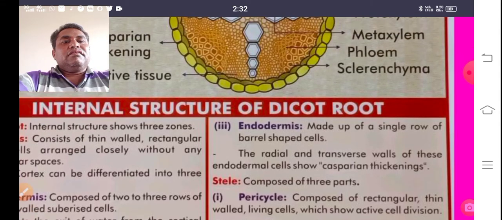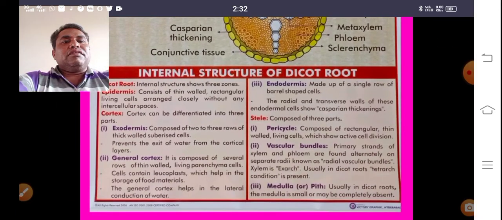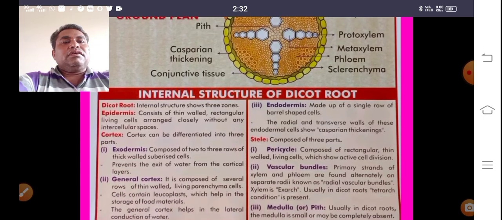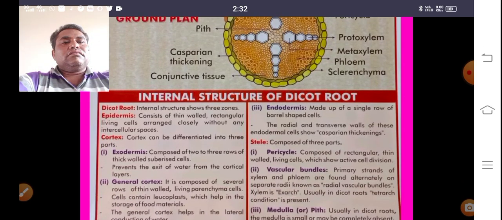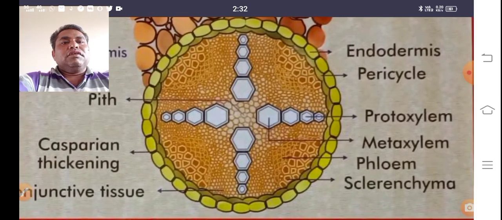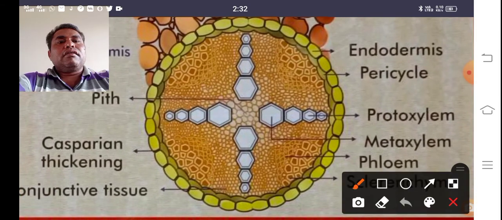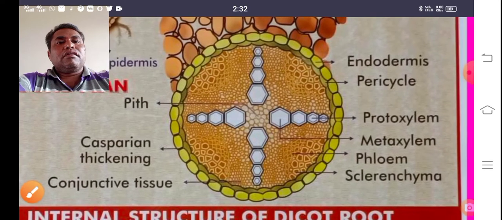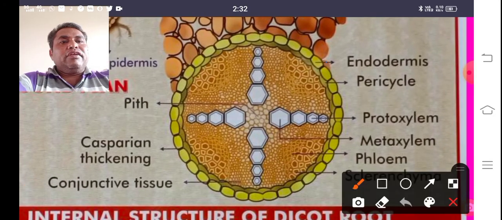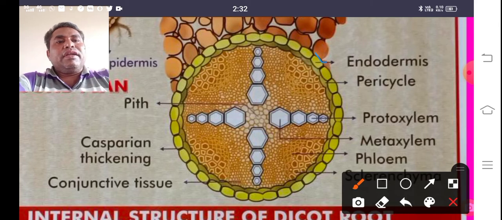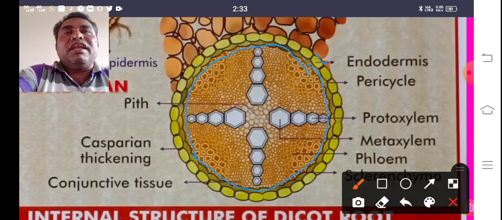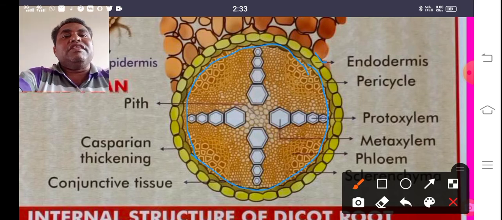Now the stele. The stele is composed of three major parts. Now below the endodermal layer, the brown colored cells which are arranged in a ring, these cells are called pericycle. The pericycle is made up of live cells, and these are responsible for cell division. During cell division they participate.